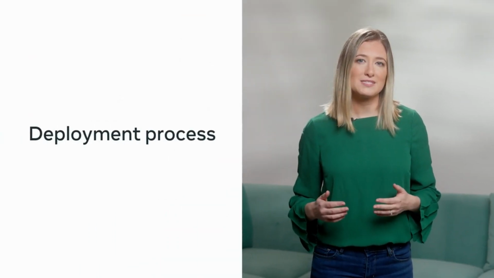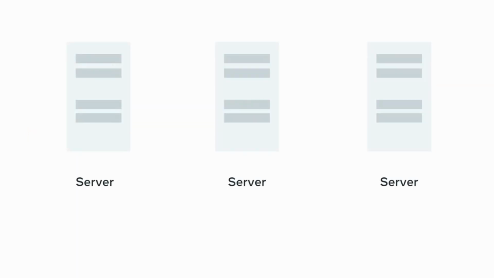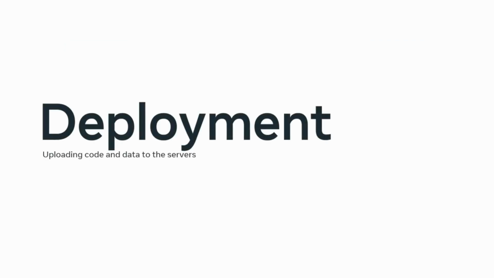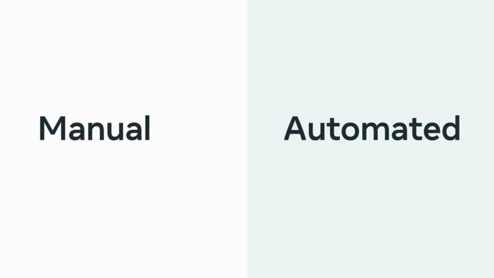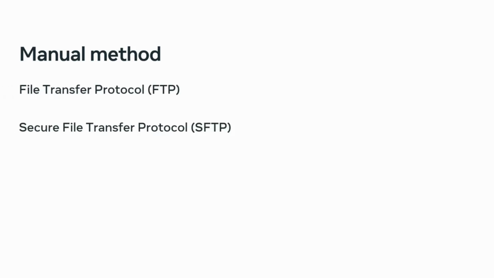First up in the deployment process, to run a production application in the cloud, you need one or multiple servers to upload your application and link them to your domain. This process of uploading code and data to the servers is called deployment. Some people use manual deployment, while others use automated deployment. With the manual method, you need to manually upload everything using File Transfer Protocol, FTP, Secure File Transfer Protocol, SFTP, or tools like rsync. However, automatic deployments are easier if deployment is properly configured with a version control system and build tools.